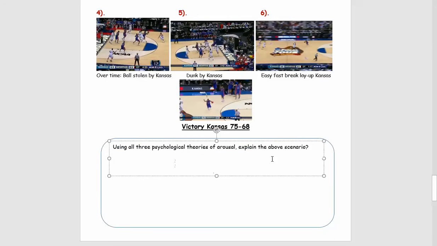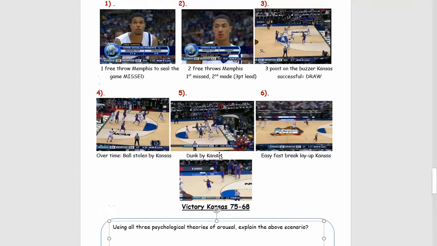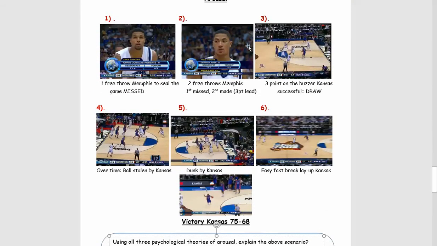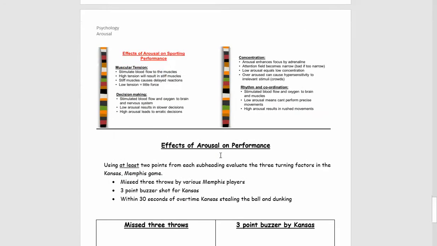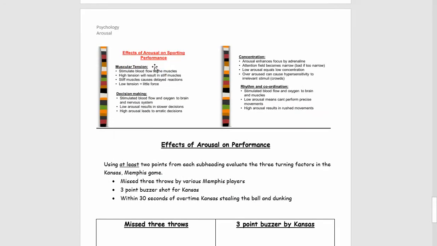So in here, I want you to use all 3 psychological theories and explain where they could be used in each of these scenes. When it comes to down here, you've got some things that happens to our bodies in terms of the effects of arousal. So these are muscular tension. We get blood flow to our muscles when we're aroused. So you can say that when it comes to taking those free throws, the athletes missed them because they weren't having enough blood flow that was going to their muscles because they were too aroused. Or you can say their decision making, that was leading them to make erratic decisions, so that's why they turned over the ball or left their defender open.